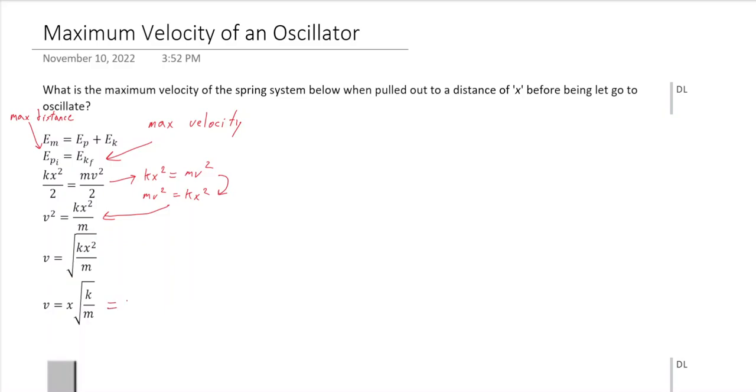Now in your formula sheet it'll say v equals A, which is amplitude, and then the square root of k over m. Amplitude is the same thing as your maximum position. So max position is your amplitude. Okay, that's a big concept.